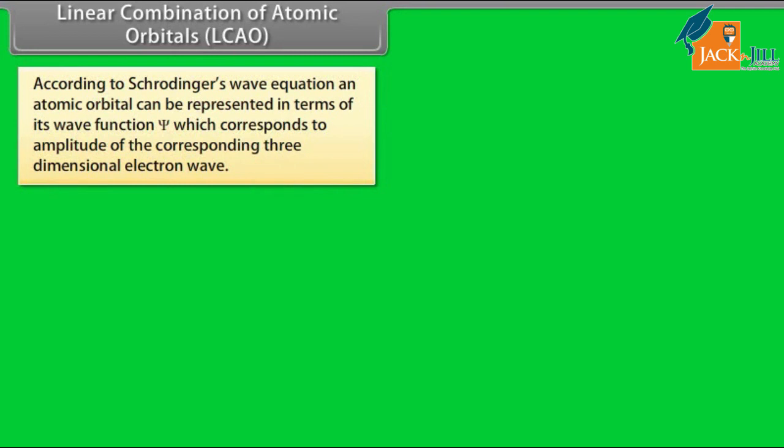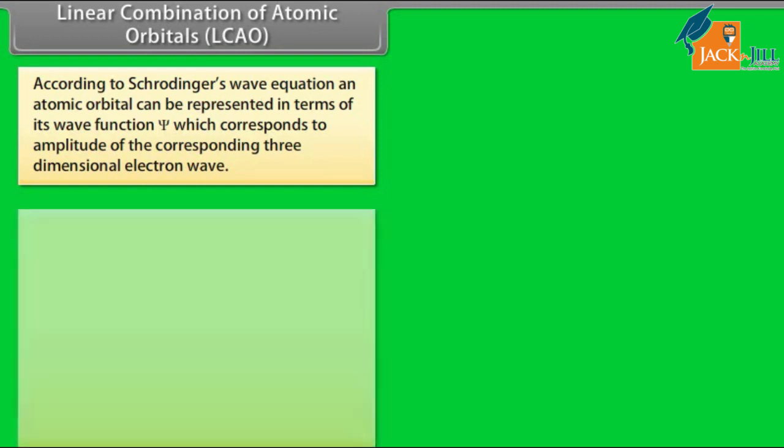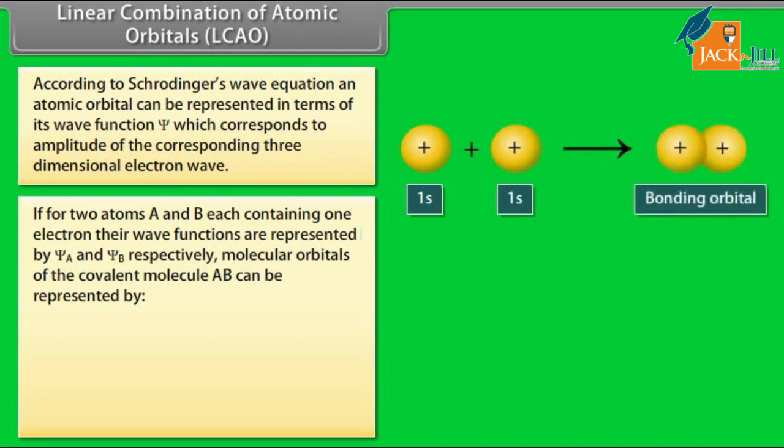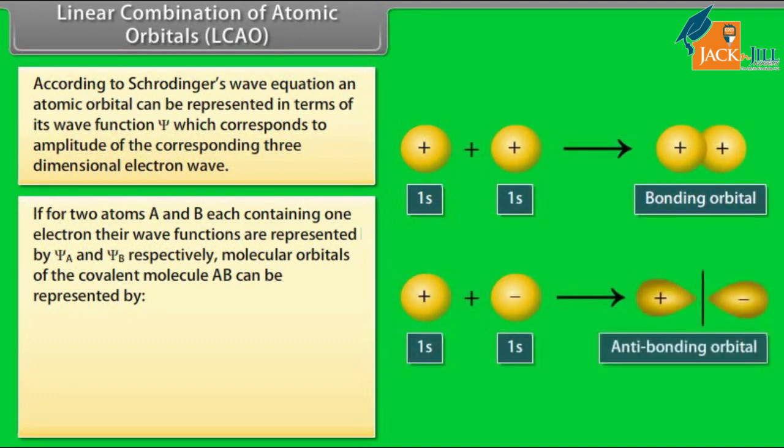Linear combination of atomic orbitals, LCAO. According to Schrödinger's wave equation, an atomic orbital can be represented in terms of its wave function psi, which corresponds to amplitude of the corresponding three-dimensional electron wave. A linear combination of two atomic orbitals can be achieved by addition and subtraction of two atomic orbitals of the individual atoms. If for two atoms A and B, each containing one electron, their wave functions are represented by psi A and psi B respectively.